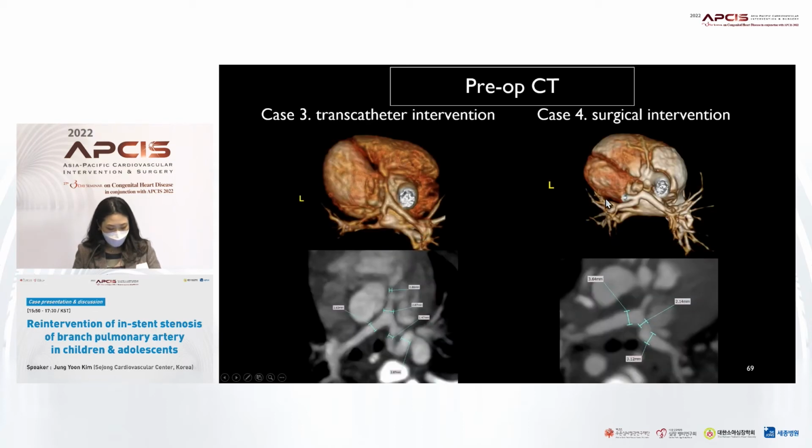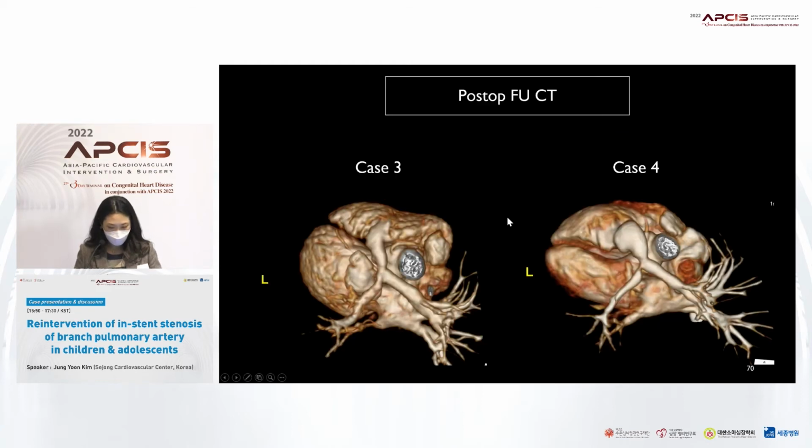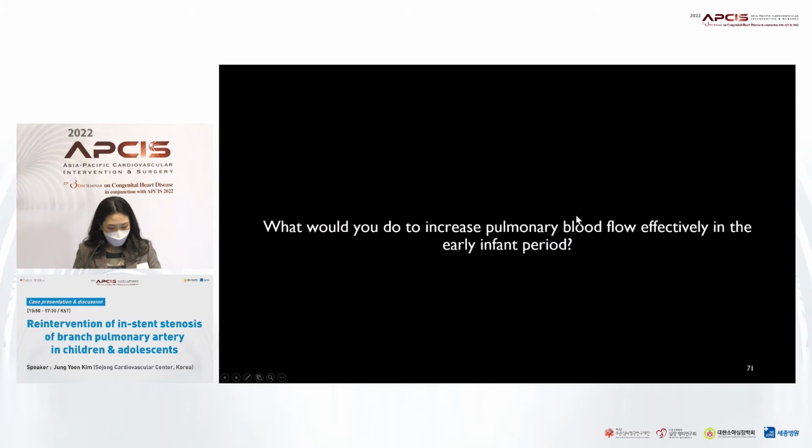So this is a comparison of the morphology of the PA before surgery, and this is a comparison of the morphology of the pulmonary artery after total repair. Quite similar morphology of PA stenosis, I think. Then, what would you do to increase pulmonary blood flow effectively in the early infant period? In cases 3 and 4, we tried to solve this problem with different approaches, surgical and transcatheter.